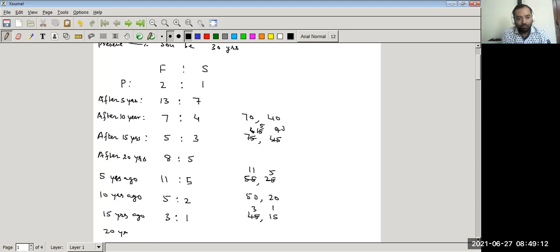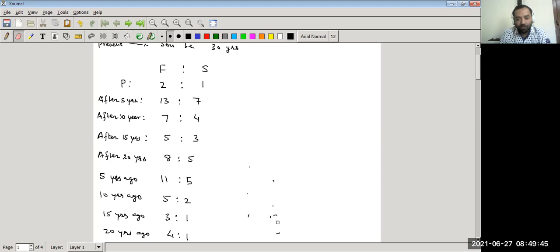20 years ago, father will be 40, son was 10 years old, so their ages are in the ratio 4:1. So in this way you can calculate their ages 20 years ago, 30 years ago, 25 years ago, 35 years ago, and so on.